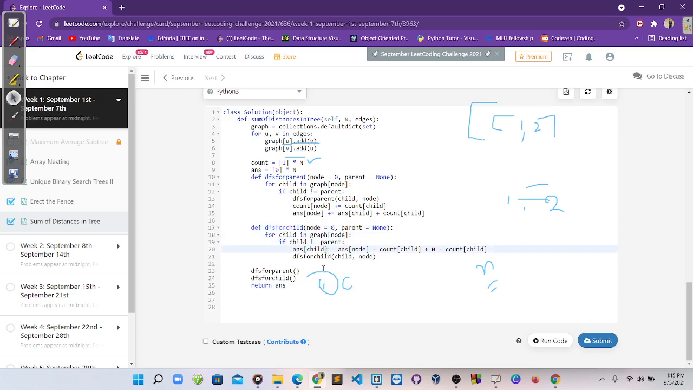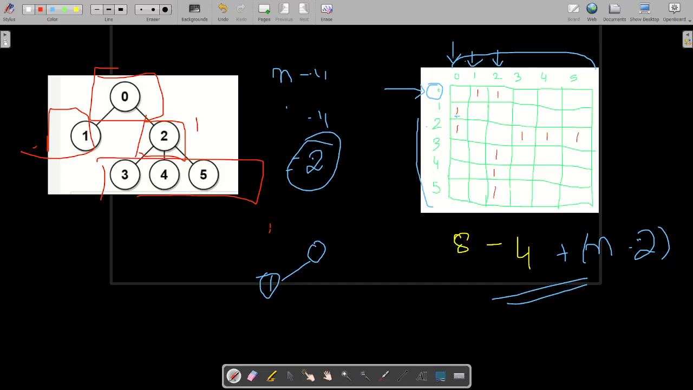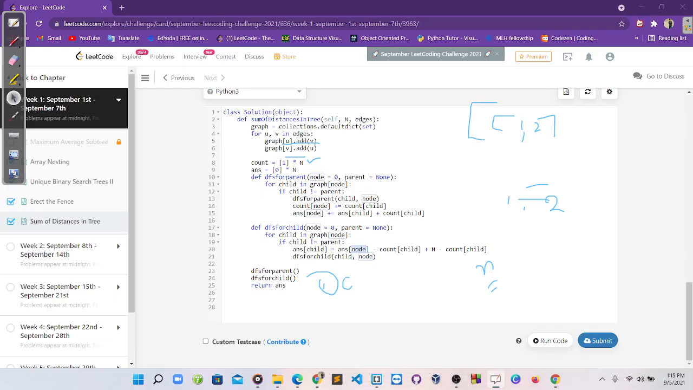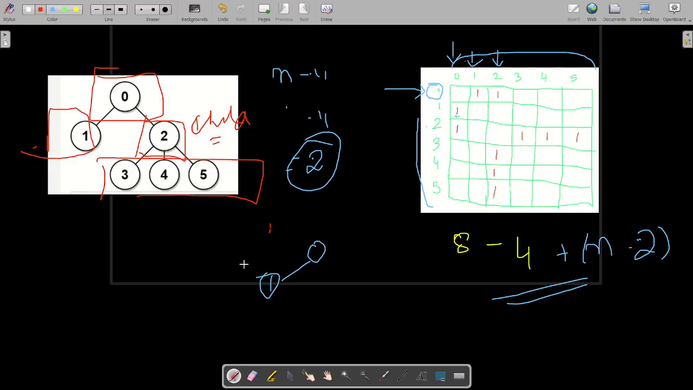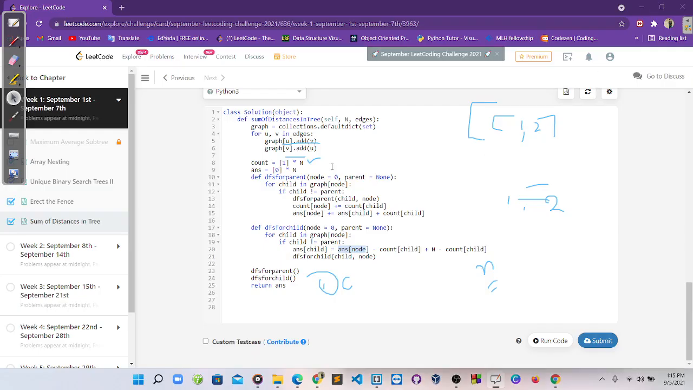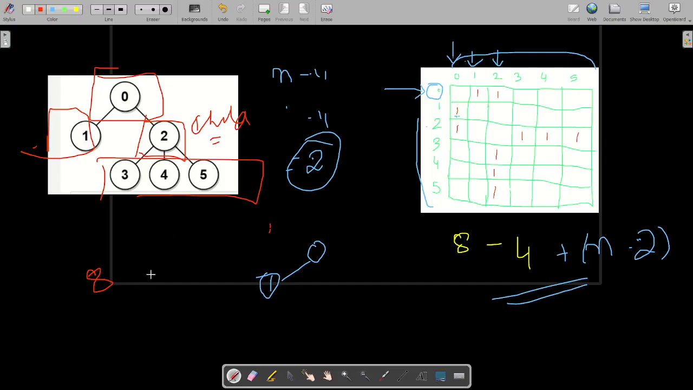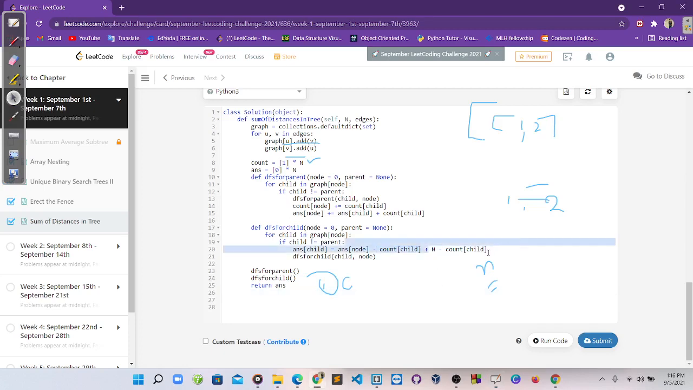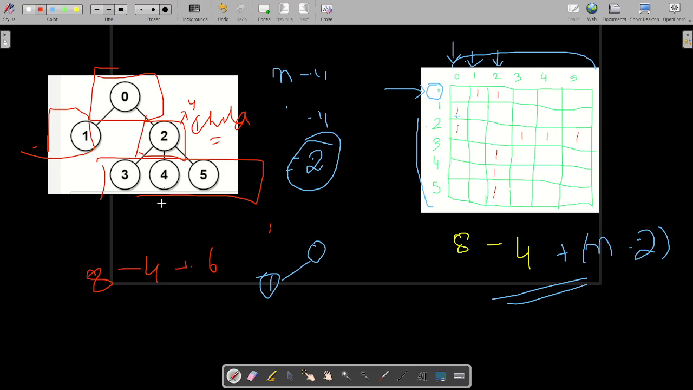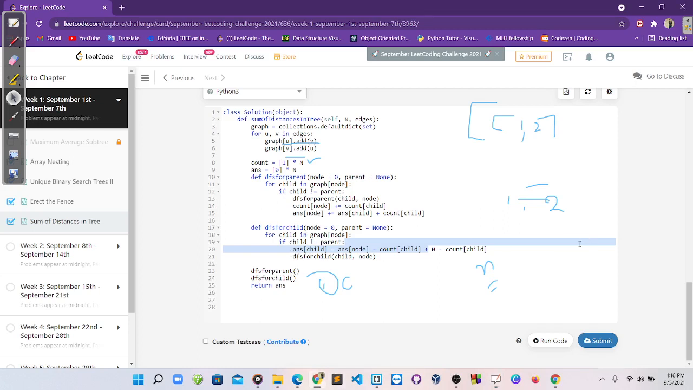Similar stuff here, but for a child. Node is the parent. So now 2 is the child. We are trying to compute for that. So what I am writing: answer of the parent node. 2's parent is 0 and 0's answer is 8. 8 minus count of child. We already computed the count for this 2, the count is 4. So 8 minus 4 plus n minus count of child. n is 6 and count of child is 4. So 8 minus 4 plus 2. 8 minus 4 is 4. 4 plus 2 is 6. And that is actually the answer we have.